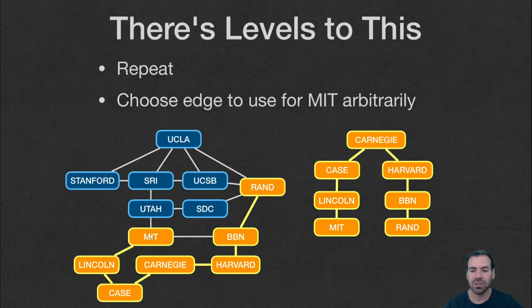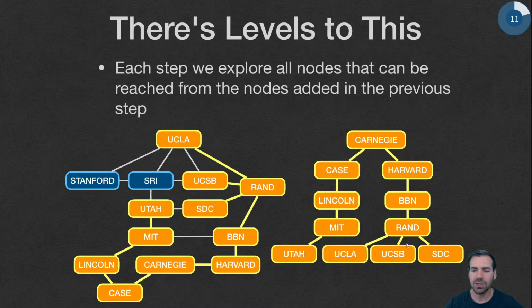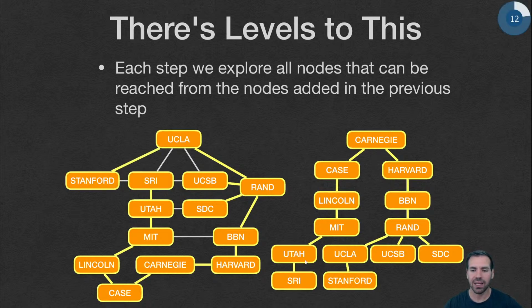So I chose Lincoln to find MIT, and then BBN does not find it. So this edge will not show up in my graph here. It's not going to be there. MIT finds Utah. Rand finds 3 separate nodes, so add those all to my graph over here. Again, going lower each time I traverse a new edge. And then SRI has a 3-way fight. UCLA, UCSB, and Utah could all find SRI. I chose Utah for this, and then UCLA is going to find Stanford.